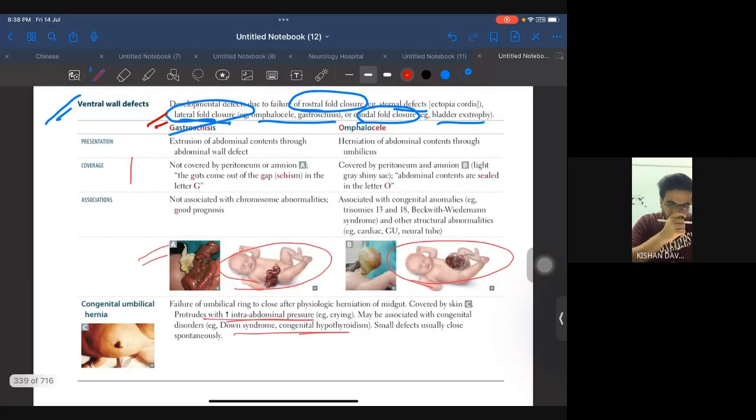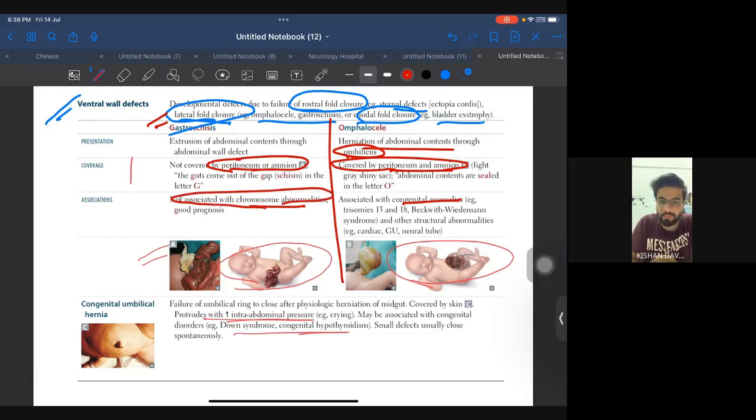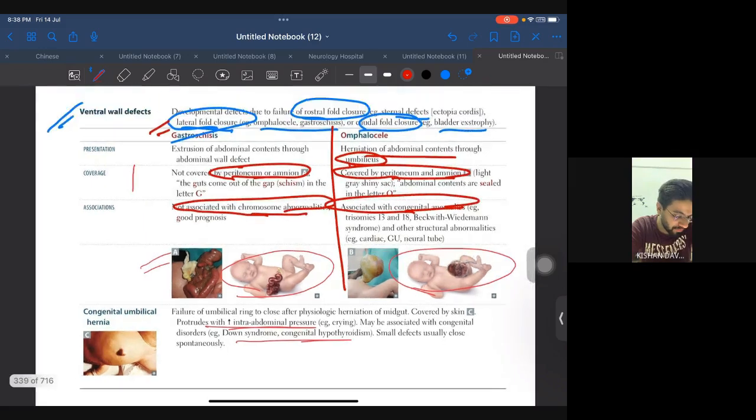Okay, so let's see the presentation and the distinction between gastroschisis and omphalocele. We have exclusion of abdominal contents through an abdominal wall defect, herniation of abdominal contents through the umbilicus. In gastroschisis, it is not covered by peritoneum or amnion. In omphalocele, it is covered by peritoneum and amnion. Association: gastroschisis is not associated with chromosome abnormalities; omphalocele is associated with chromosome abnormalities. So these 3 points are important. Not covered by peritoneum or amnion, covered by peritoneum and amnion. Second, not associated with chromosomal abnormalities and associated with congenital abnormality. Okay, so this is important that you need to remember.